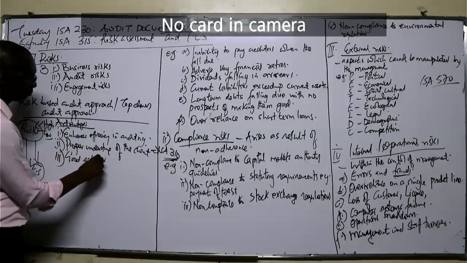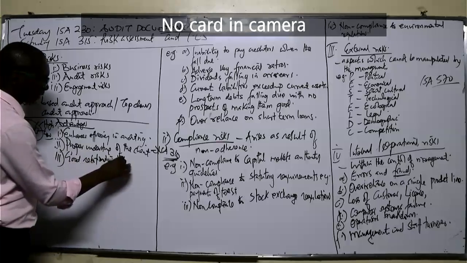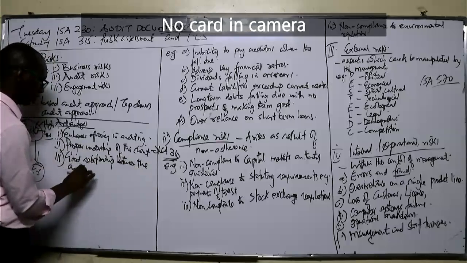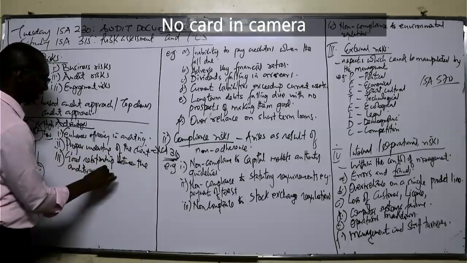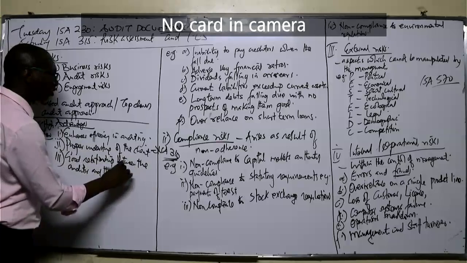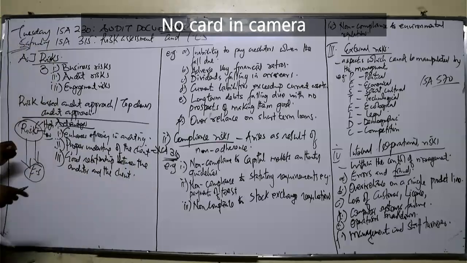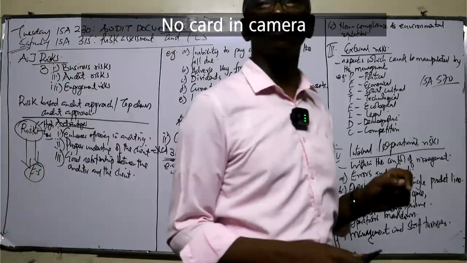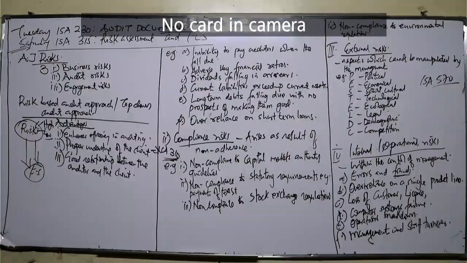Good relationship between the auditor and the client. Who can recall some points we discussed on problems in planning? Problems encountered in planning. Somebody can recall the problems in planning. Number one is hostility on the part of the management.